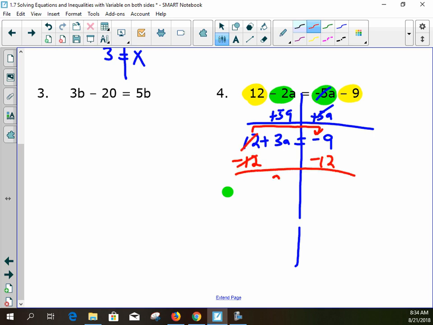This cancels. 3a equals negative 21. Remember that vine? Funny vine. And now what do I do? Now I have all my numbers on one side, all my numbers with letters on the other side. When you get to that step, you divide by the number next to your letter. A equals negative 7.